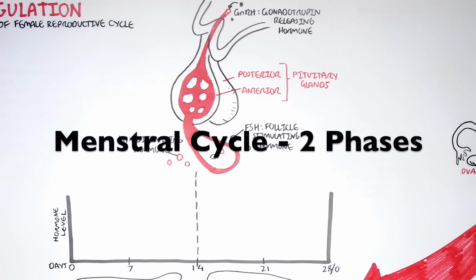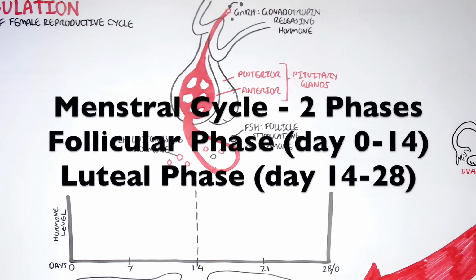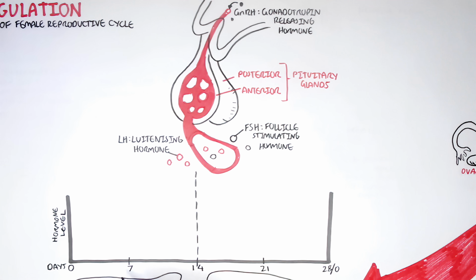Now, just to simplify things even more, the menstrual cycle can be divided into two phases. The first 14 days is known as the follicular phase, and the last 14 days is known as the luteal phase. And this is important to keep in mind. So the first is the follicular phase, the second is the luteal phase.